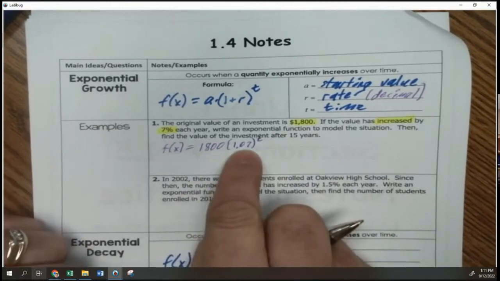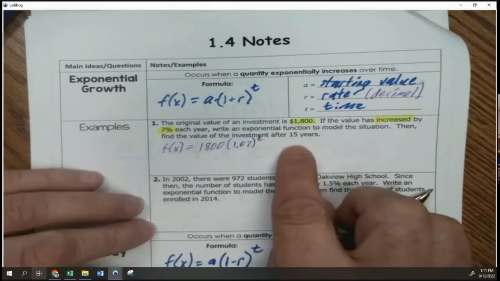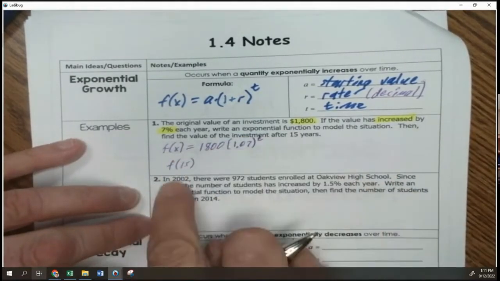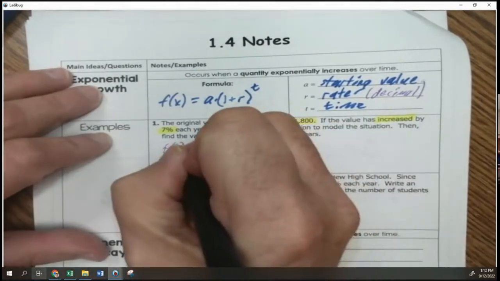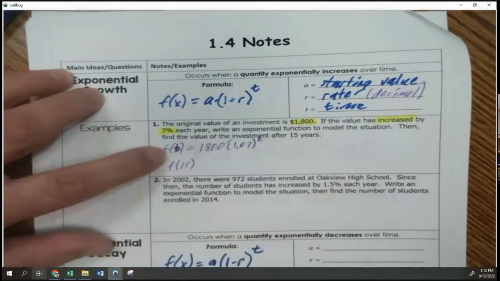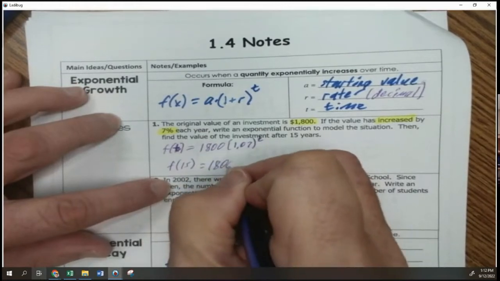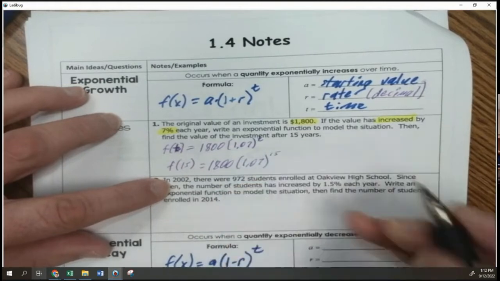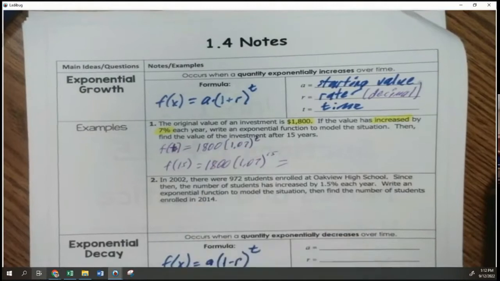So starting value, the rate that it's increasing and over the time. So if it wants for 15 years, we would say, okay, so f of 15, which means instead of x, we're using 15 as our time. Well, actually, I should say instead of t, because we use t, not x. F of t. So instead of t, f of 15 would be 1800 times 1.07 to the power of 15. And we need to know what that is so we can find the value of this investment.